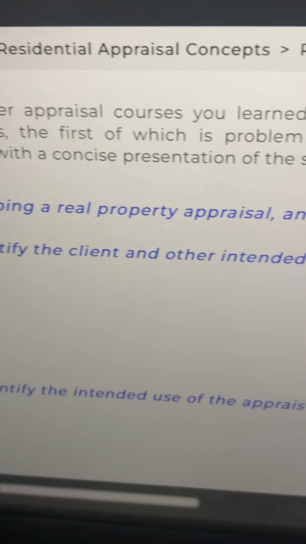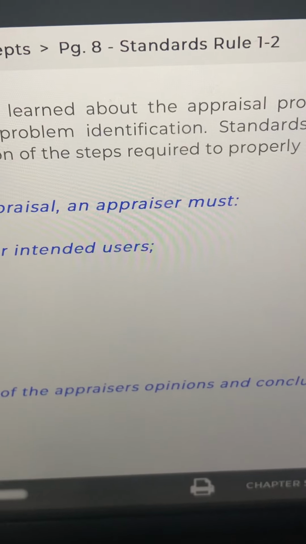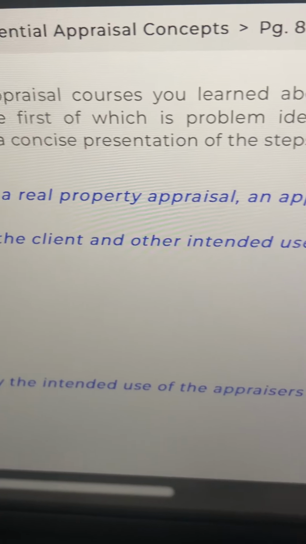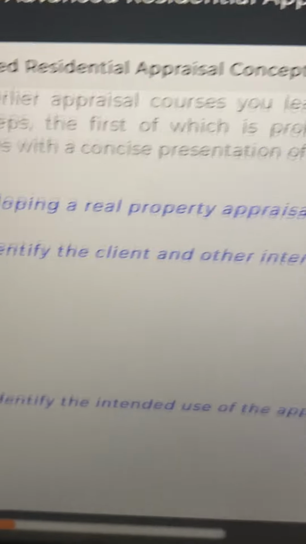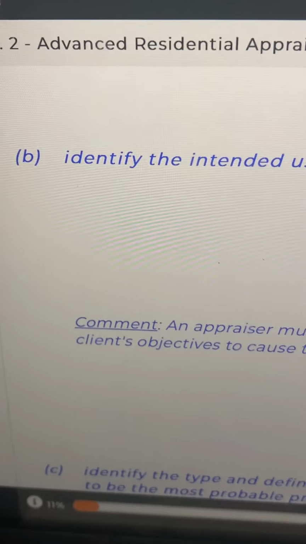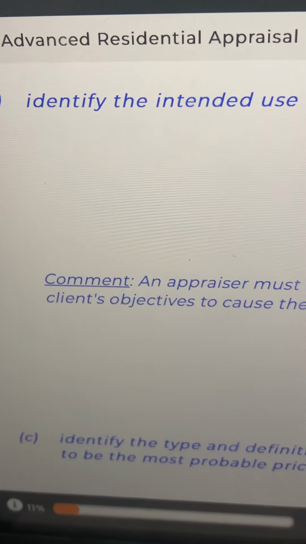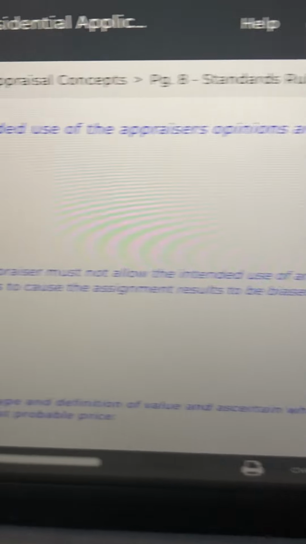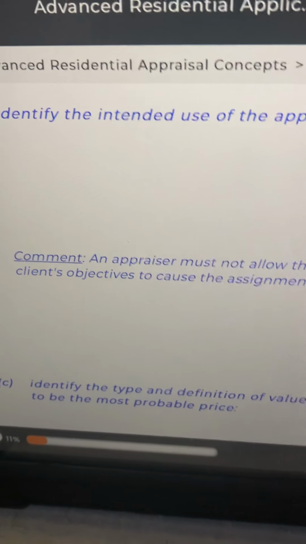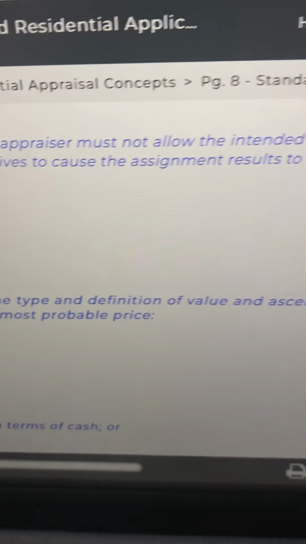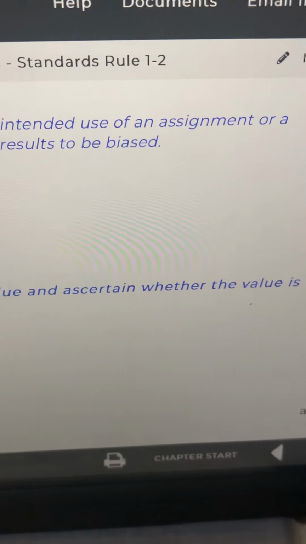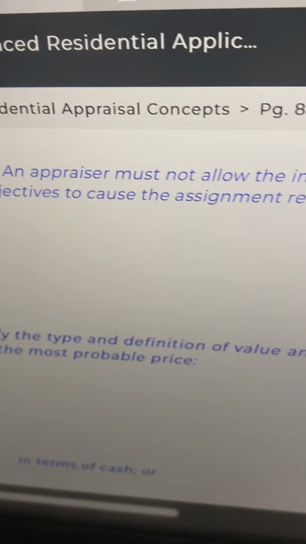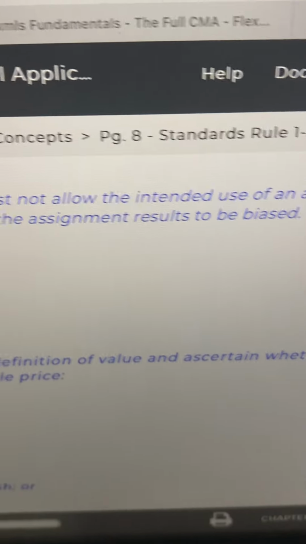In developing a real property appraisal, an appraiser must A. Identify the client and other intended users. B. Identify the intended use of the appraiser's opinions and conclusions. Comment. An appraiser must not allow the intended use of an assignment or a client's objectives to cause the assignment results to be biased.